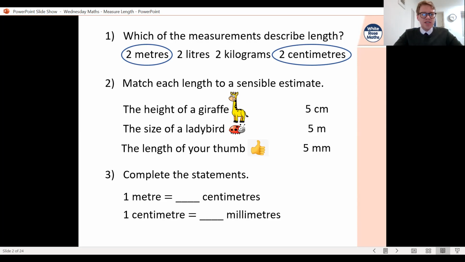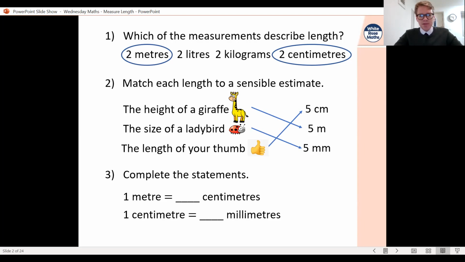Question 2 says match each length to a sensible estimate. So we've got the height of a giraffe, the size of a ladybird, and the size of your thumb. One of these things is going to be 5 meters. One of these things is roughly 5 centimeters, and one of these things is roughly 5 millimeters. So our giraffe, that's 5 meters, that's the biggest. Our ladybird, that's roughly 5 millimeters. And our thumb, that's roughly 5 centimeters. Now, all of these are inexact. That's just an estimate, and we'll be talking a little bit more about estimates, I think.